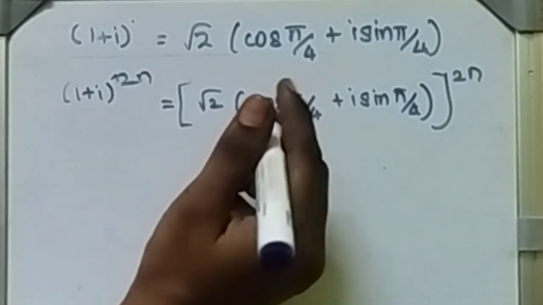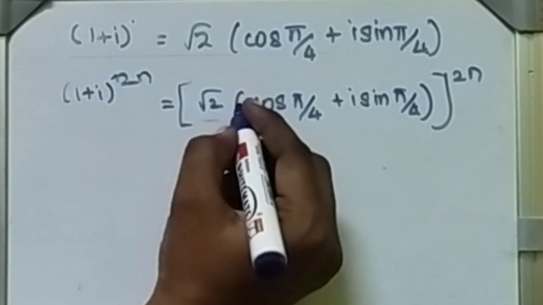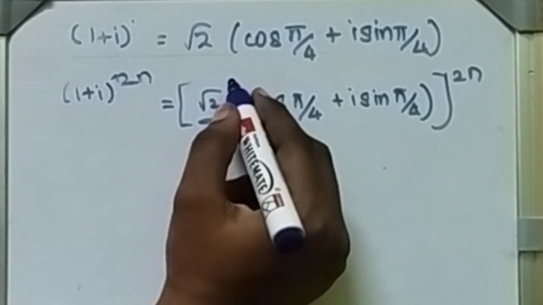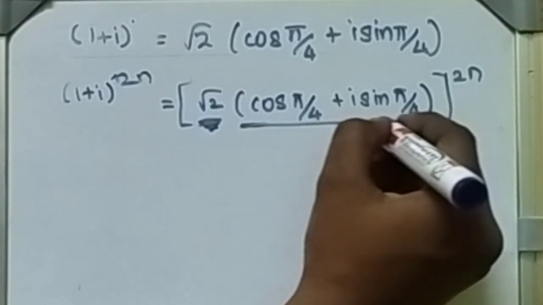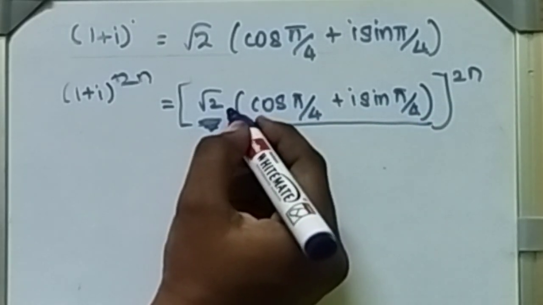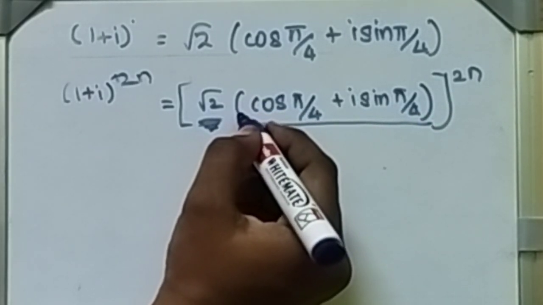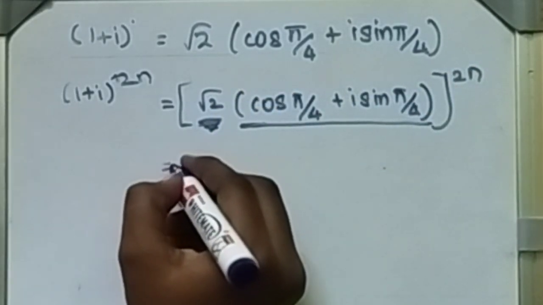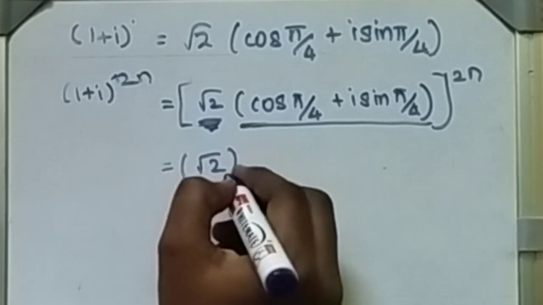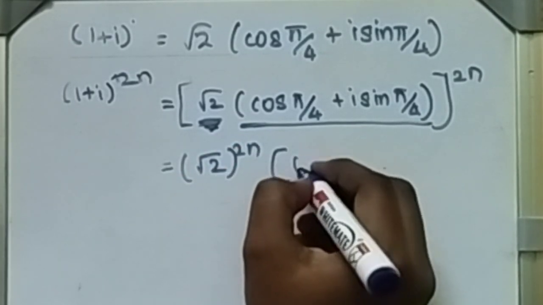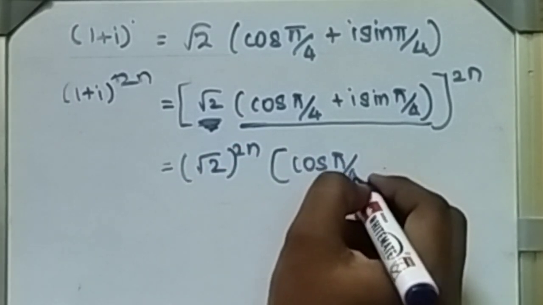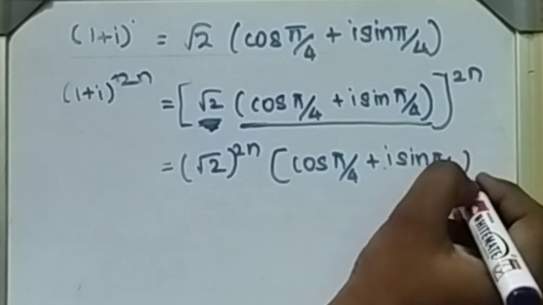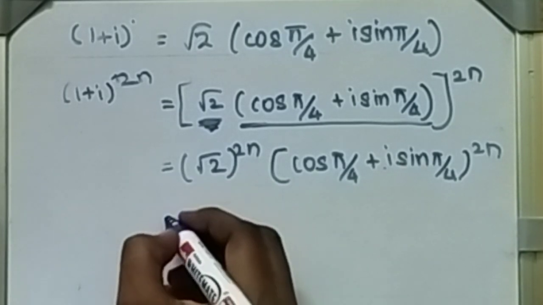Here you have to know a little bit. You have to take root 2 as a single term and the entire bracket as a single term, because in between them we have to multiply, not add or subtract. So we can take the power separately. So root 2 power 2n, and cos π/4 plus i sin π/4 power 2n.